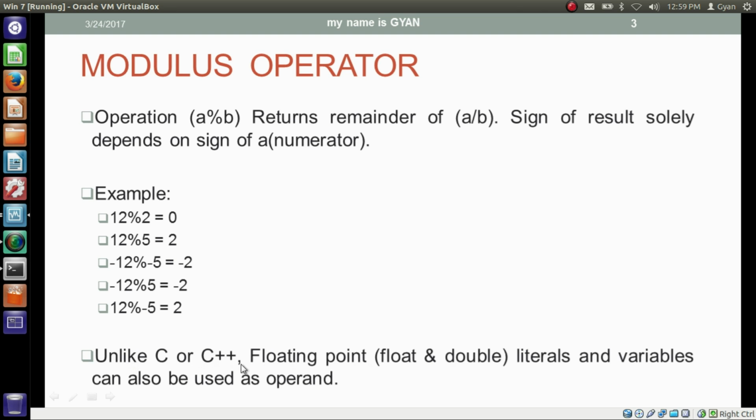Unlike C or C++, floating point means float and double literals and variables can also be used as operands of this modulus operator. Means we can use fractional numbers as operands of this modulus operator in Java, but in C or C++ we cannot use the fractional numbers as the operands of this modulus operator.